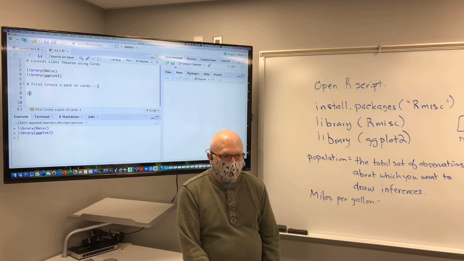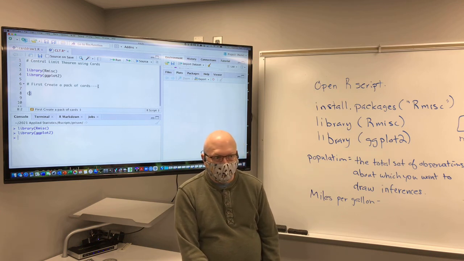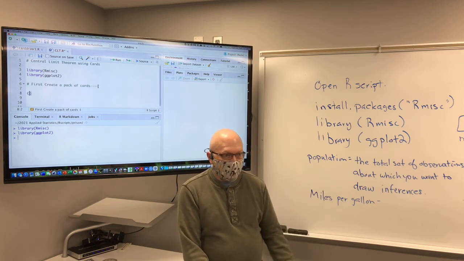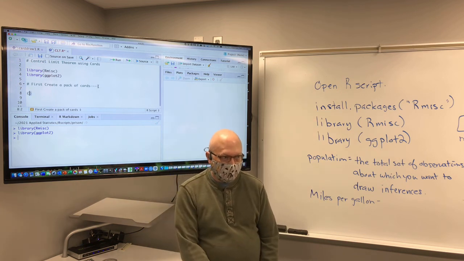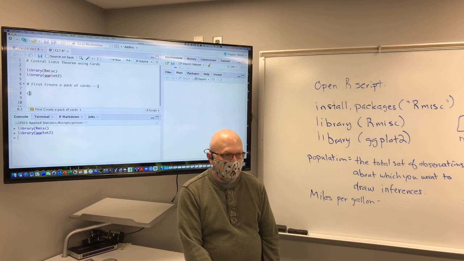The EPA does this all the time. The EPA publishes miles per gallon for different cars. You go to the car lot, it's posted there on the window sticker. How do they get those estimates?